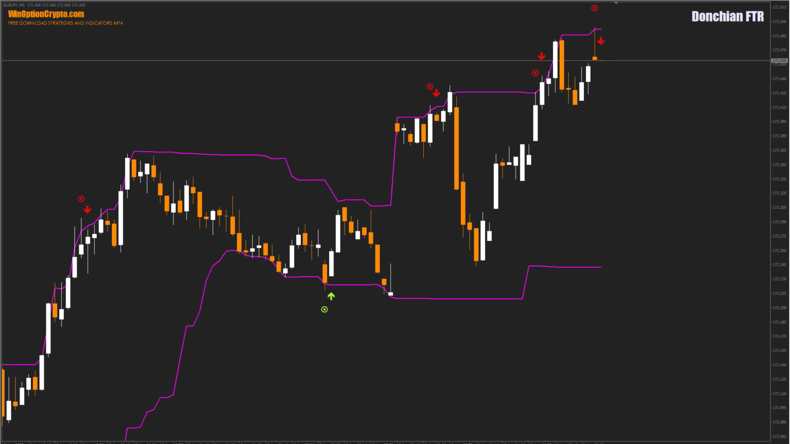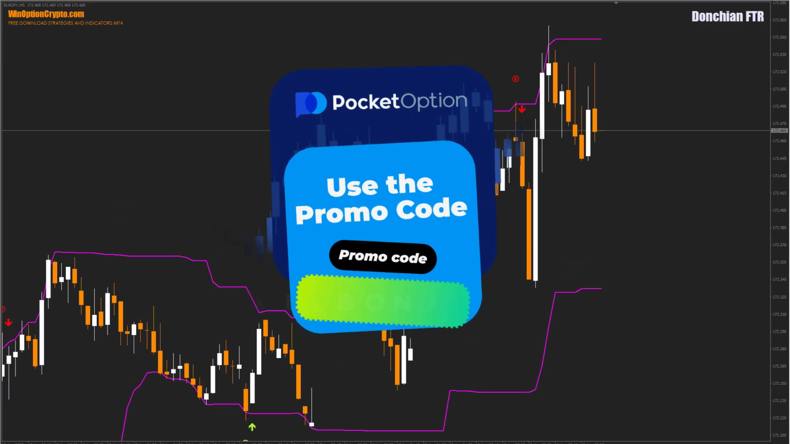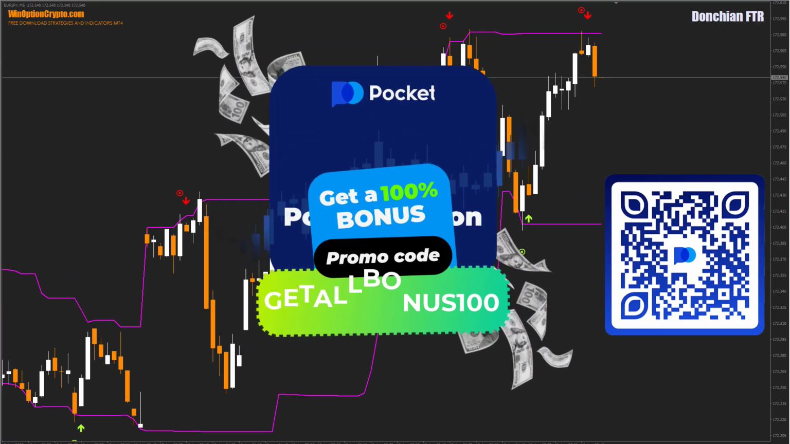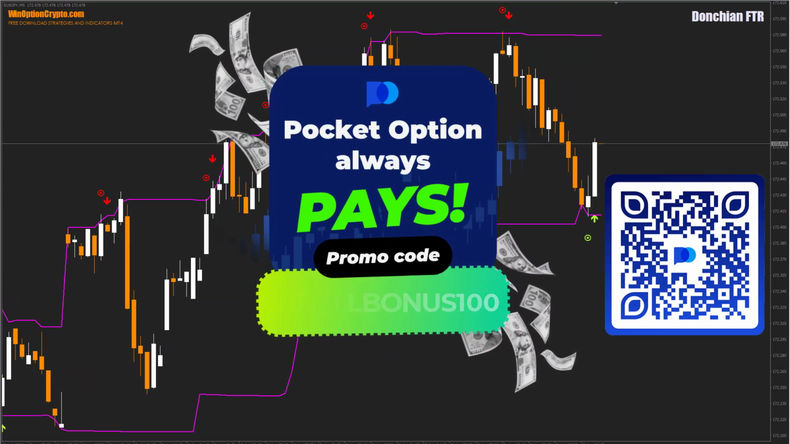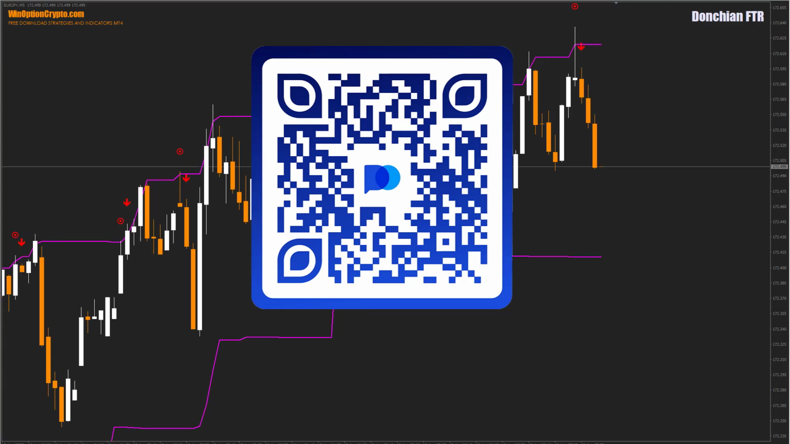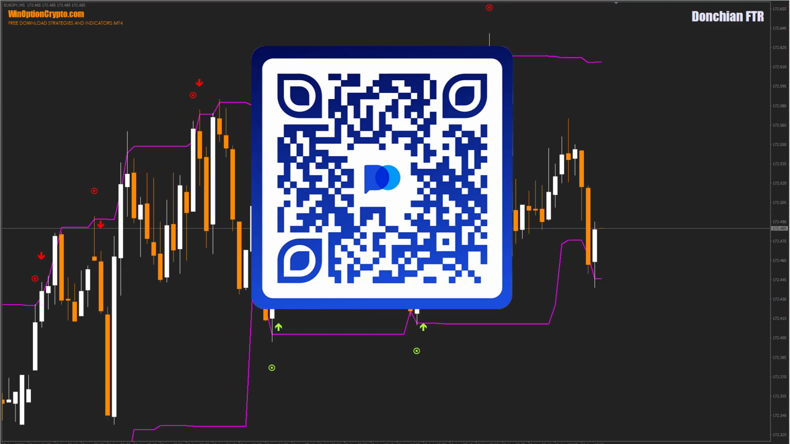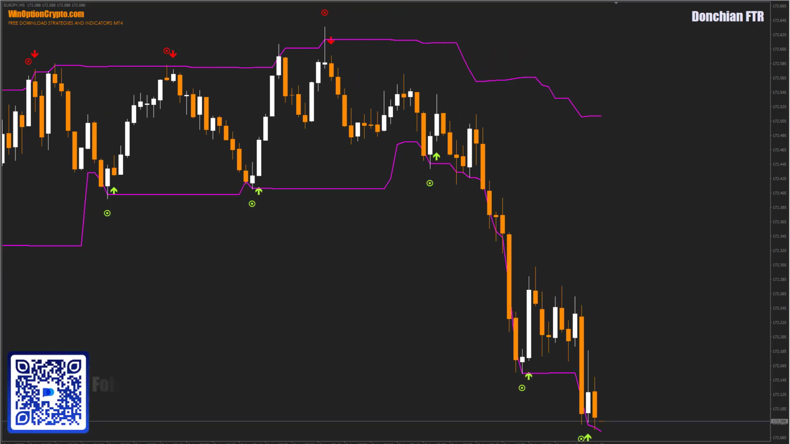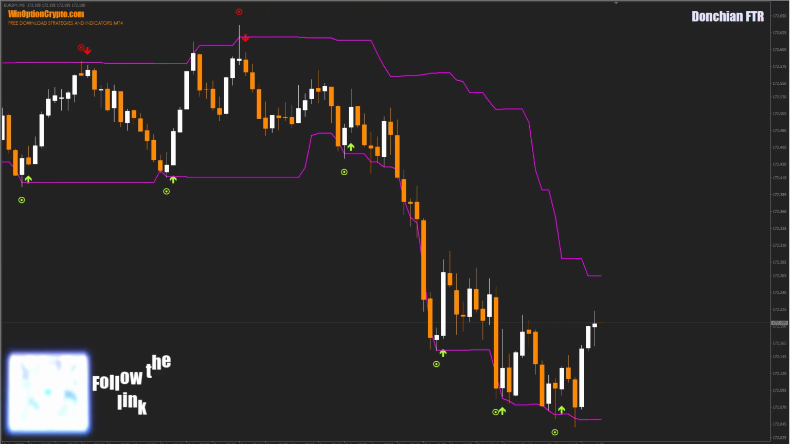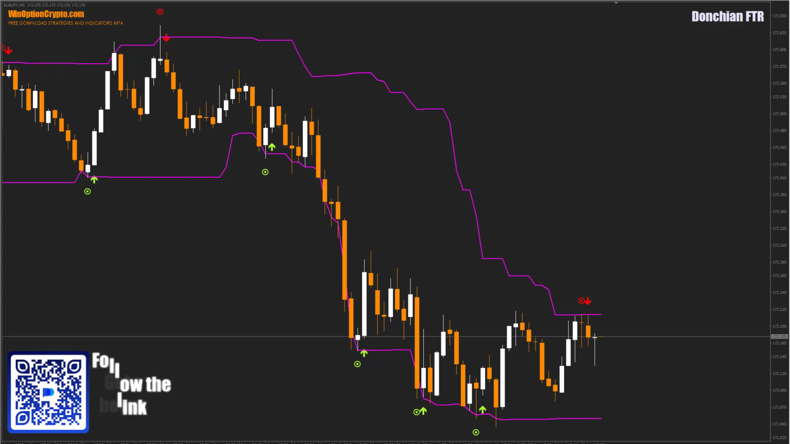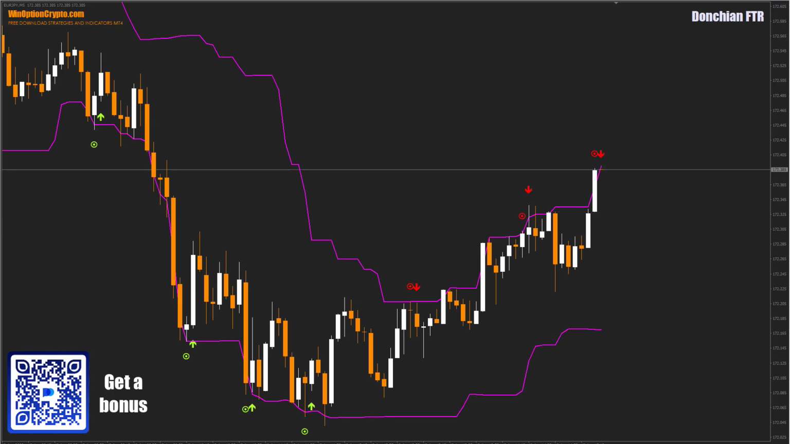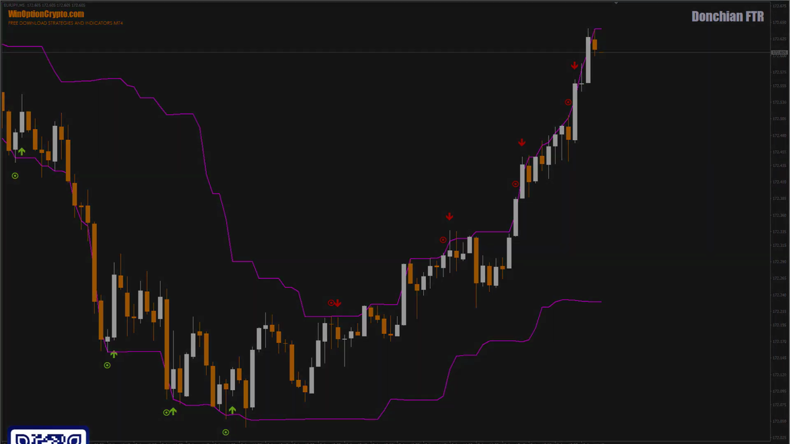Hello everyone. The Donchian FTR indicator for binary options is a well-designed implementation of a popular trend-based technical analysis tool created by the well-known trader Richard Donchian to assess volatility and potential breakout levels. Unlike the classical use of this indicator, where the focus is on breaking support and resistance levels in the direction of the trend, Donchian FTR generates binary options trading signals at the moment of price rebounds from the channel boundaries. In this review, we will explain how to use these signals correctly.